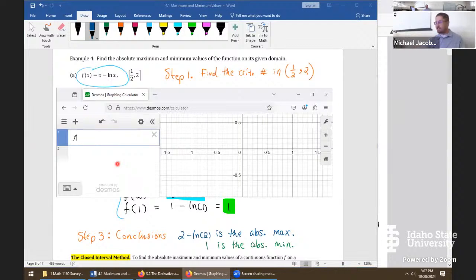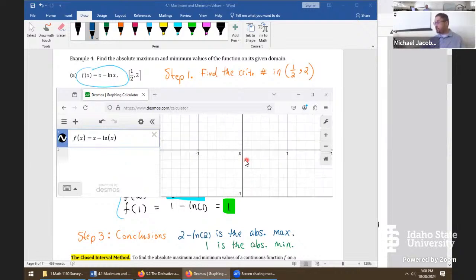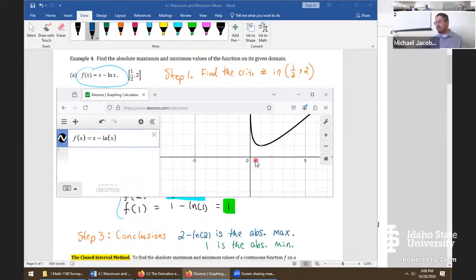Okay, let me just put this in. F of x is x minus natural log x. You always want more than the function because this is about the domain as well. So we're going from 1/2 to 2. So we'll go 1/2 less than or equals x, less than or equals 2.